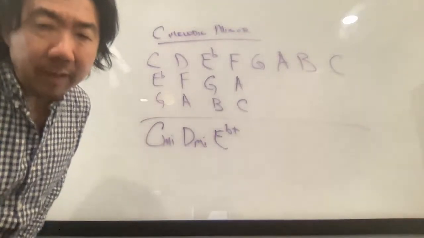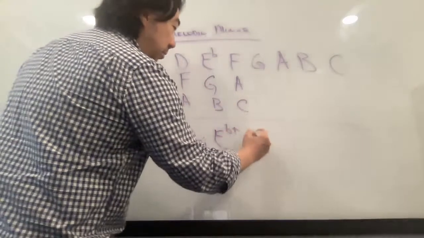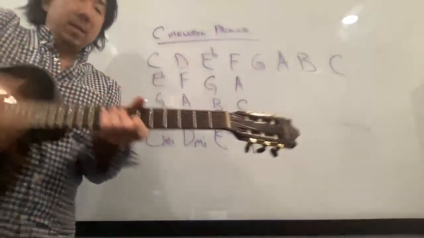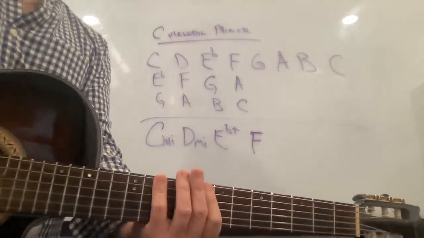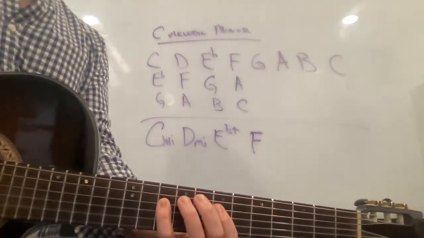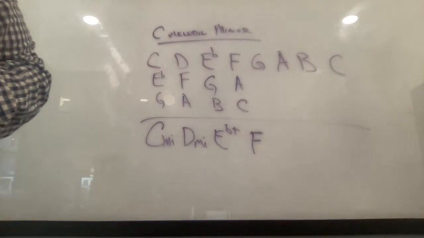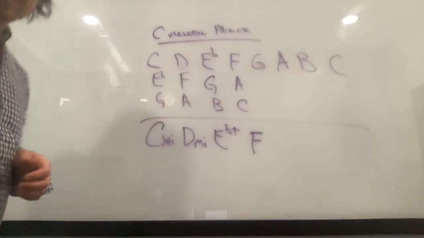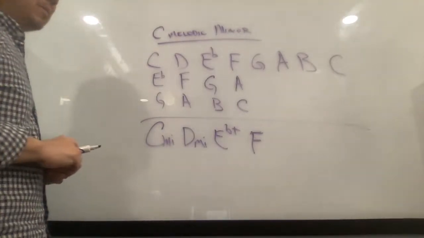F, A, C is F major. So the 4 chord is F major. So in the C melodic minor scale, there's an F major. That's okay if you got it wrong. I'm pretty sure you're trying. Major triad of F. I want you guys to learn this. The 4 chord is major.